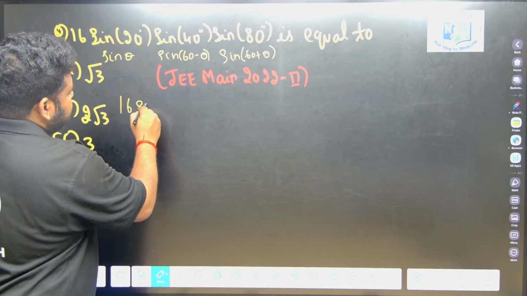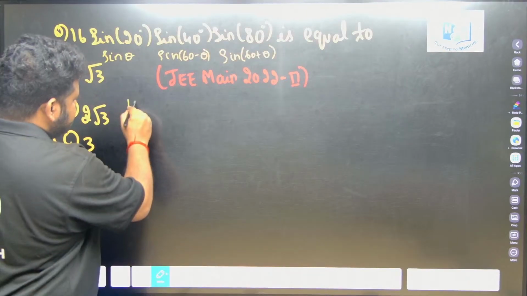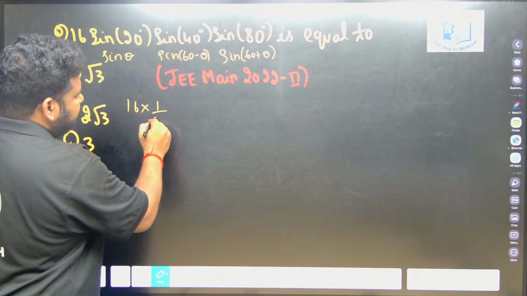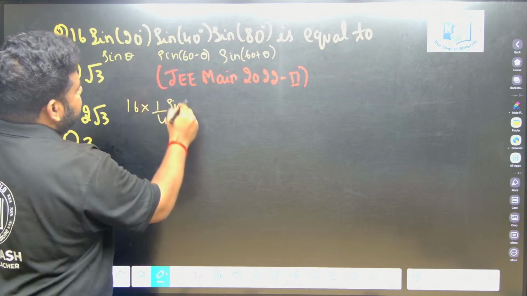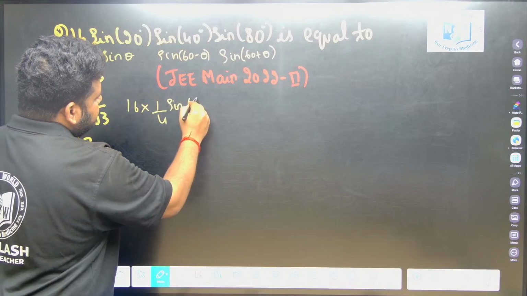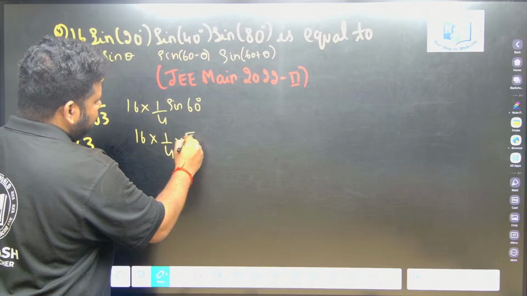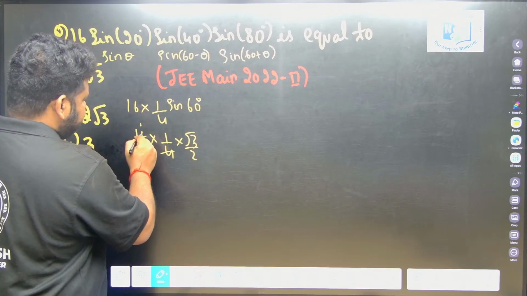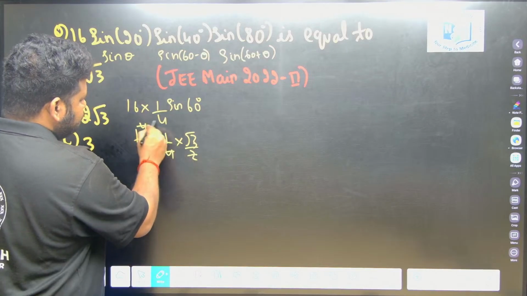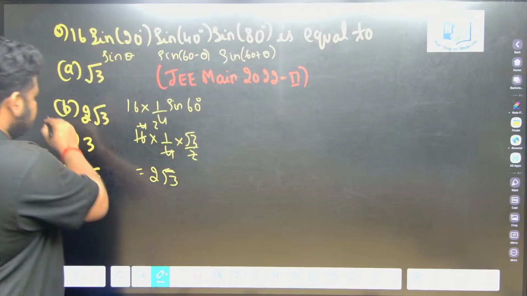So, 16 sin 20, sin 40, sin 80, I can write as 16, keep it outside, into 1 by 4 sin 3A. 1 by 4 sin 3A is sin 3 into 20, that is sin 60 degree. So 16 into 1 by 4 sin 60 degree, which is root 3 by 2. 4 ones are 4, 4 fours are 16, 2 ones are 2, the answer will be 2 root 3, which is option B.